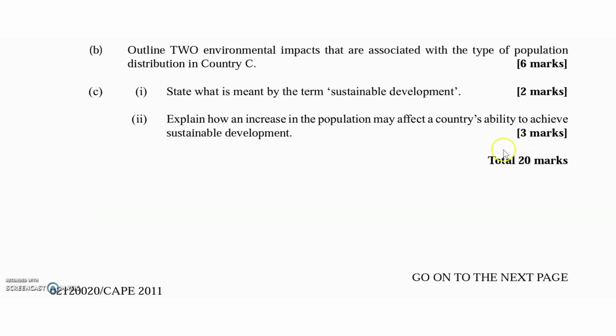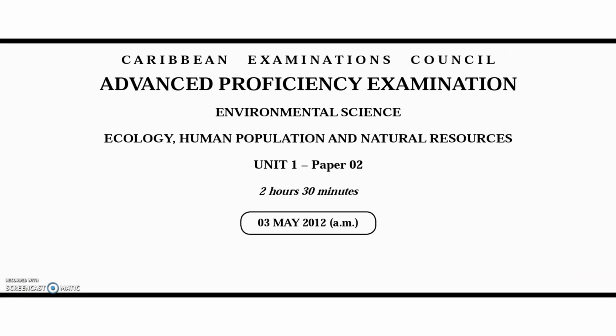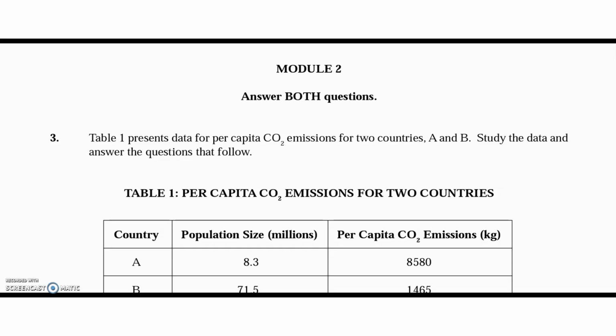All right, so this is the last question for the Module 2, 2011 paper. Let us begin with 2012, Unit 1, Paper 2. We will specifically be looking at Module 2, Environmental Science. All right, so Module 2 here, we are looking at question 3. Table 1 presents data for per capita CO2 emissions, carbon dioxide emissions, for two countries. We have country A and we have country B. Now study the data and answer the questions that follow.